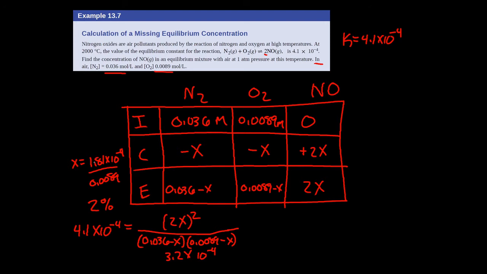So this would actually be our value for x, which means that our goal, what we're trying to find, the equilibrium concentration, is just 2 times that. So we have 1.81 times 10 to the negative 4 times 2, which is 3.62 times 10 to the negative 4 molar.